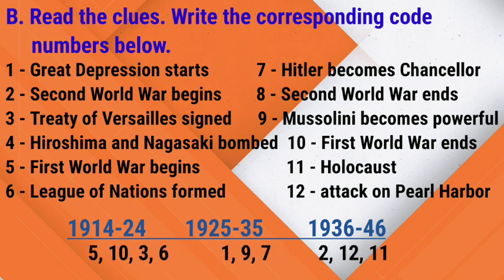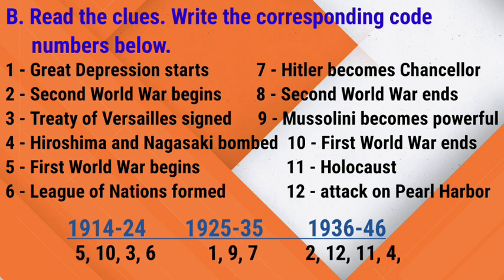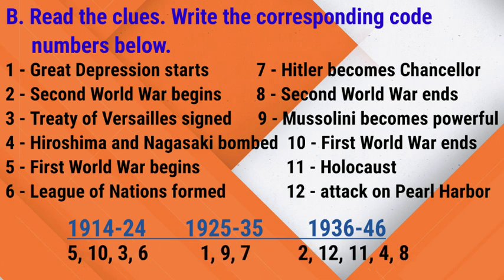In between 1925 to 35, the events are 1. Great Depression starts. 9. Mussolini becomes powerful. 7. Hitler becomes Chancellor. In between 1936 to 46, events are 2. Second World War begins. 12. Attack on Pearl Harbor. 11. Holocaust. 4. Hiroshima and Nagasaki bombed. 8. Second World War ends.